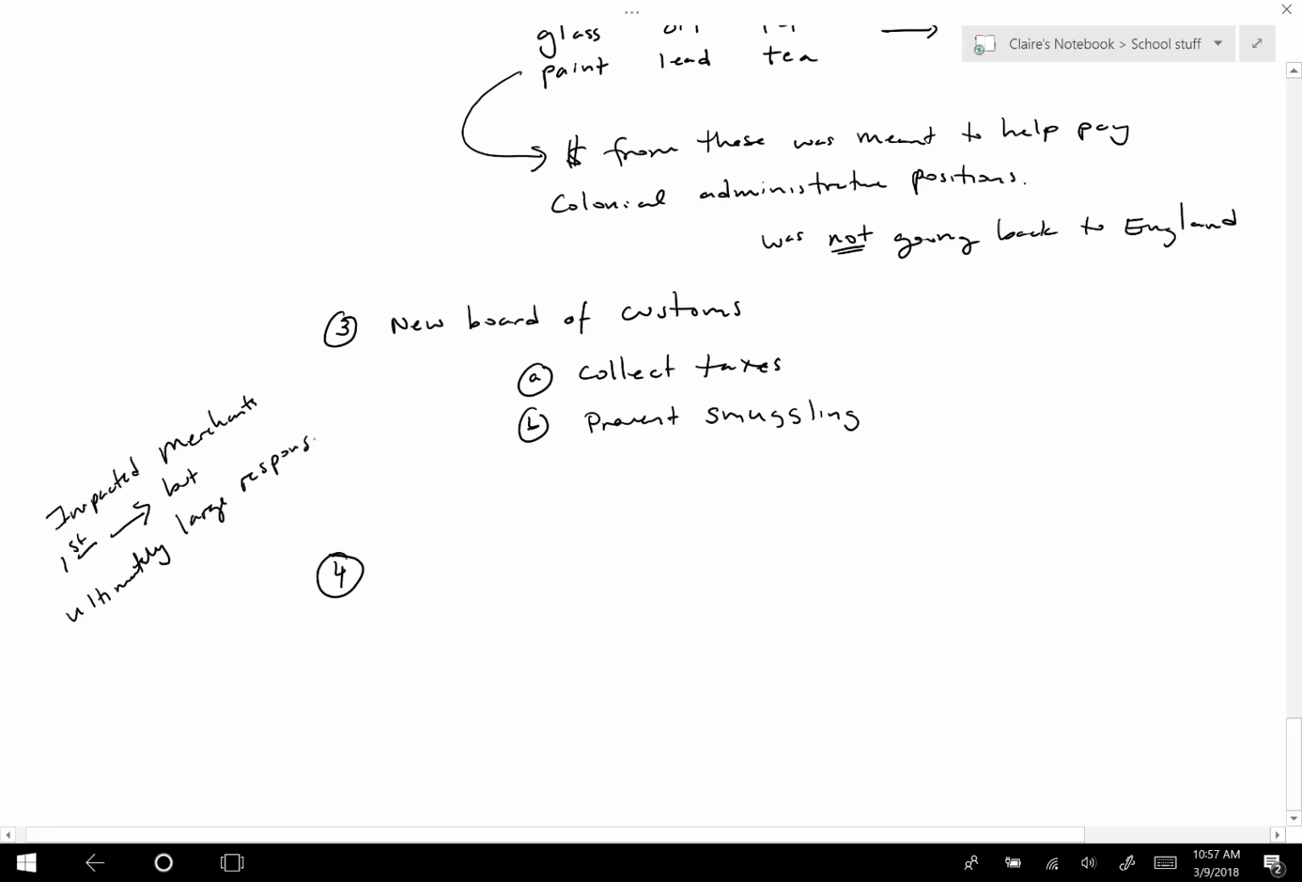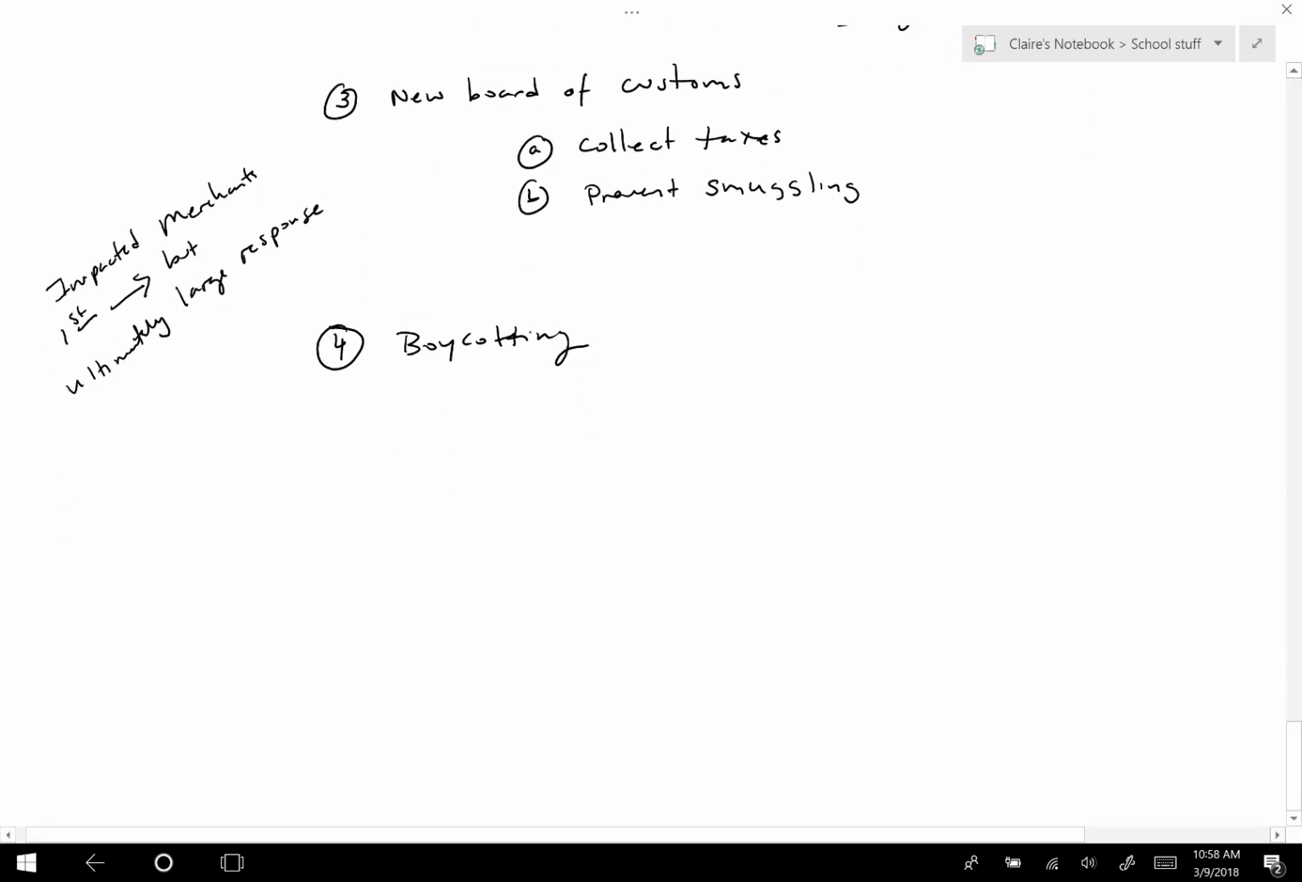And the way that it has a large response is this moves to boycotting. And you have a huge reaction with this. The boycotting was largely, for its success, largely due to the women. Women became significantly involved in this.